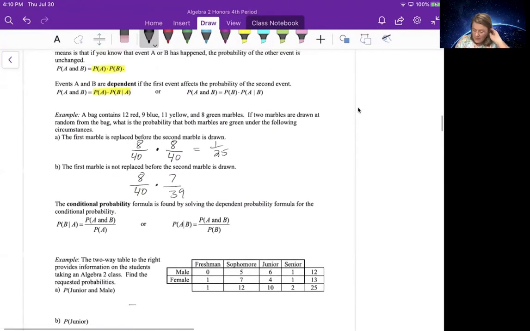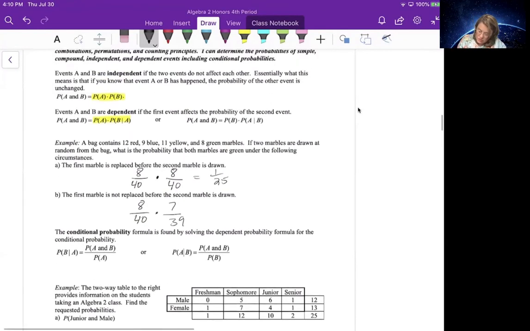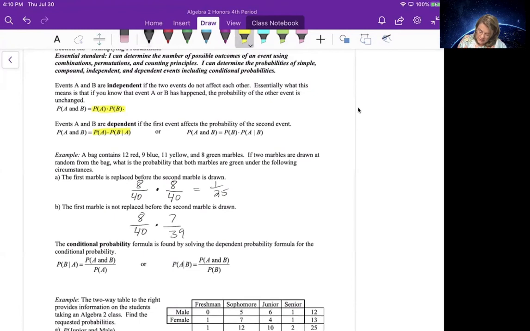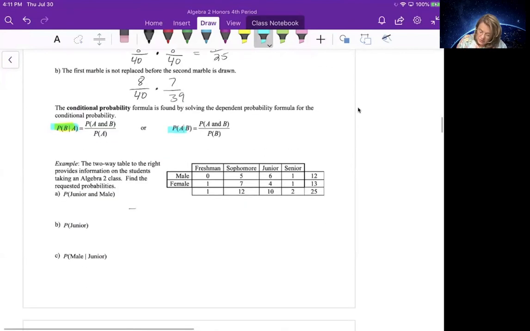The conditional probability formula is found by solving the dependent probability formula for the conditional probability. What does that mean? All I did was take this equation here and rearranged it for the portion, I'll highlight in blue, of the conditional probability. So there are the conditional probabilities. All I did was rearrange that equation, okay? So let's continue on with some more examples.